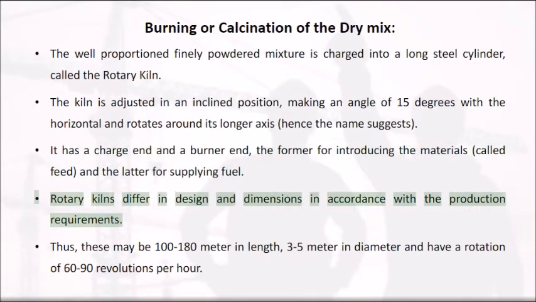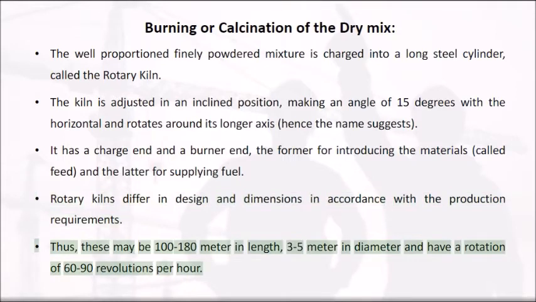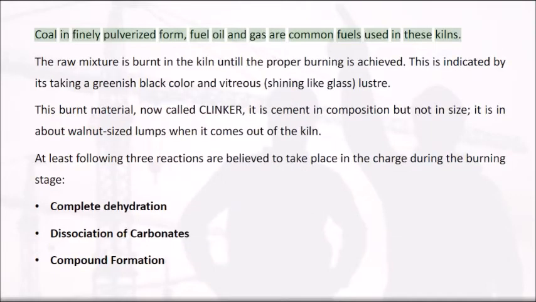Rotary kilns differ in design and dimensions in accordance with the production requirements. Thus, these may be 100 to 180 meter in length, 3 to 5 meter in diameter and have a rotation of 60 to 90 revolutions per hour. Coal in finely pulverized form, fuel oil, and gas are common fuels used in these kilns.